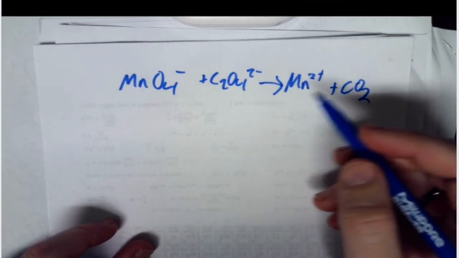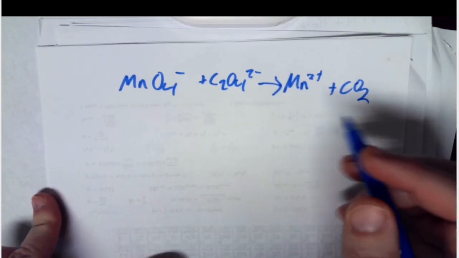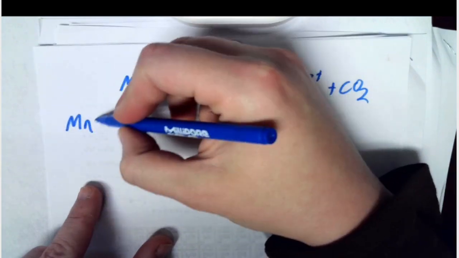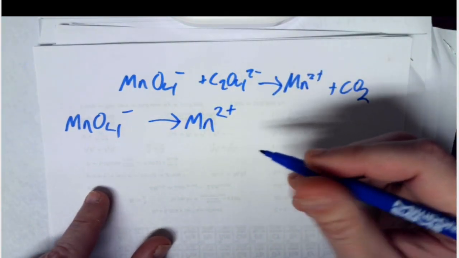So there's what we want to balance. This is a little tricky. 3 minus here, 2 plus there. We're going to split this into half reaction 1: MnO4 minus goes to Mn2+. I'm going to go through one whole half reaction at a time.